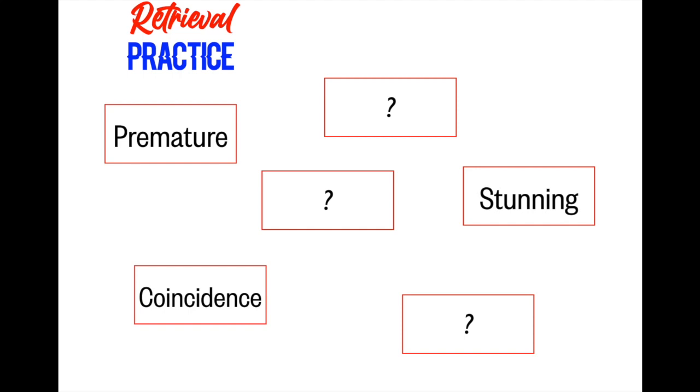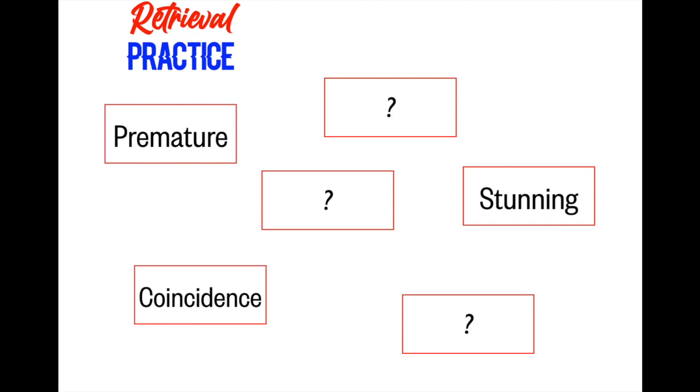The first word is premature. Premature means occurring before the expected time, something which occurs earlier than is expected. The second word is stunning, and stunning means extremely impressive, beautiful, incredible, amazing, knocks your socks off because of its beauty, because of its impressiveness.